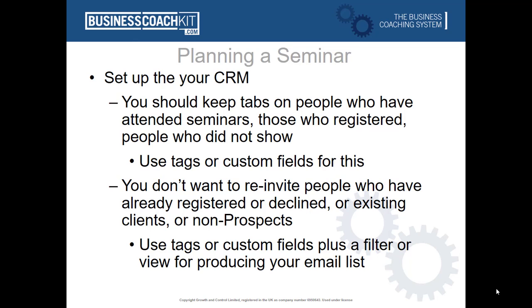So that means, for instance, that you have tags to say this person is registered for the current event or declined the current event. And when I send my next email out, the filter I'm using to send the email to excludes the people that have already registered or declined. So take a look at the CRM training for more information on how to do that.